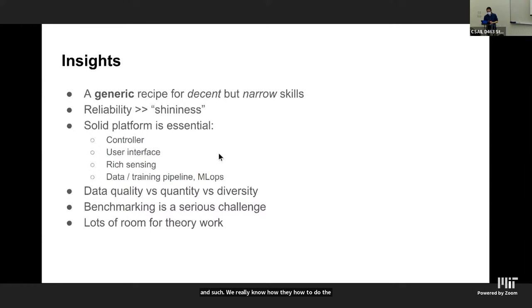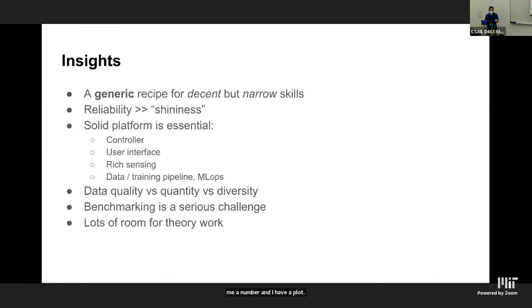Cool. Last thing I want to call out is, for me personally, benchmarking has been a very serious challenge. For a lot of RL background people, that might not be the case, right? You just say, I'm going to run 10K different rollouts on GPUs, and it gives me a number, and I have a plot. That's not the case for real robots, right?